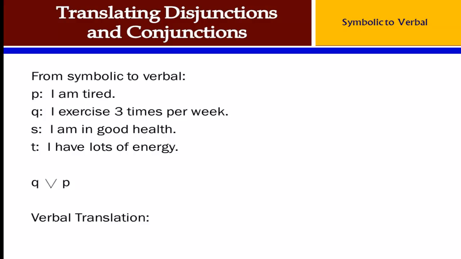Now we want to look at translating disjunctions and conjunctions, that is or statements and and statements, from a symbolic form into a verbal form. So here I have a variety of simple statements, and I've been given a compound statement, Q or P. My verbal translation of Q or P would be, I exercise 3 times per week, or I am tired. This is Q or P.